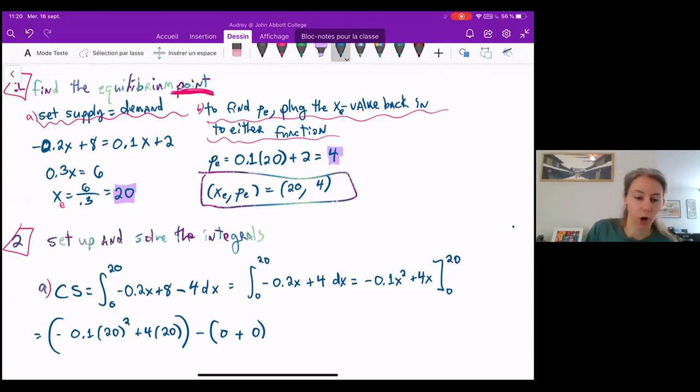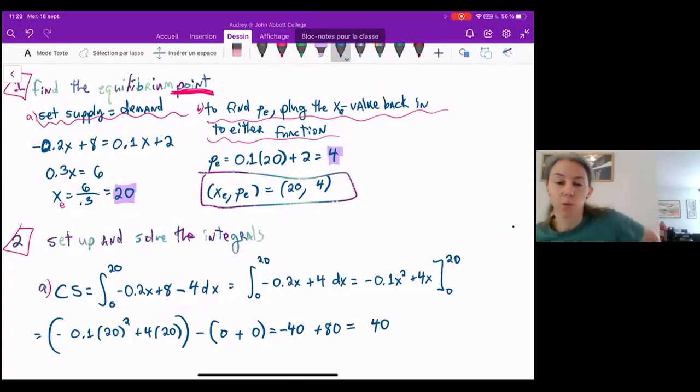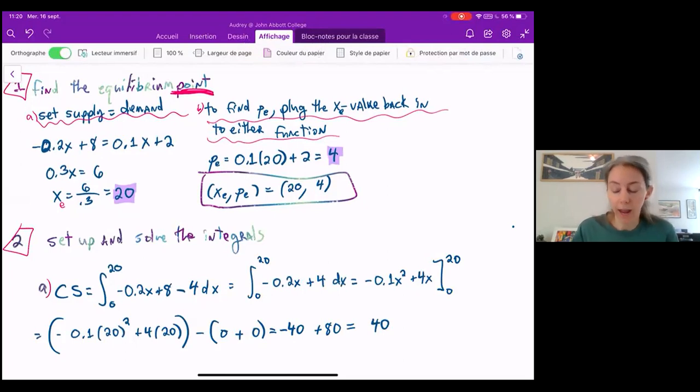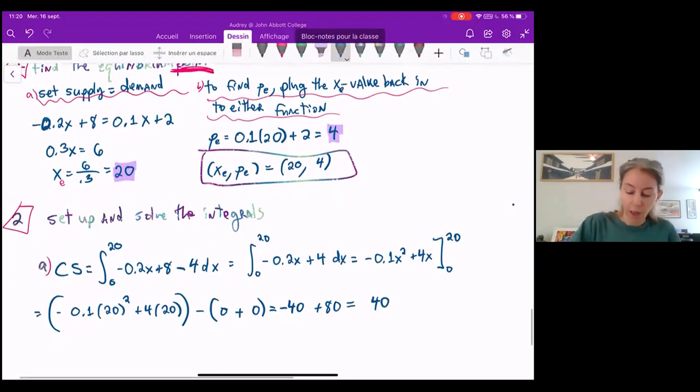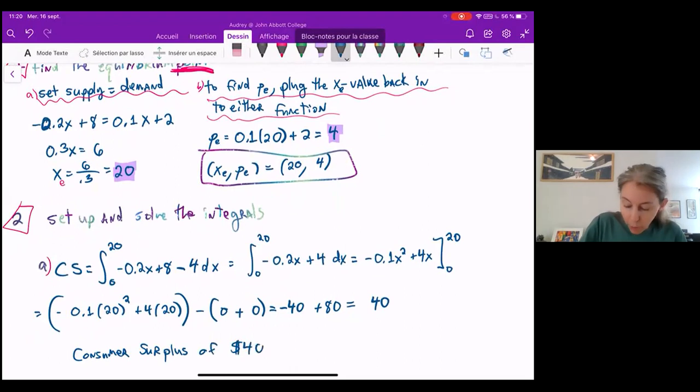20 squared, that's 400 times negative 0.1. So that's going to give me a negative 40 plus 80, which is 40. So this is money, so we should conclude as if it is money, which means that this is actually a time when it's okay to have decimals in your answer. My conclusion here is that consumer surplus is $40. So in other words, consumers are gaining a benefit of $40 that they would have been willing to pay, but that they didn't have to pay.